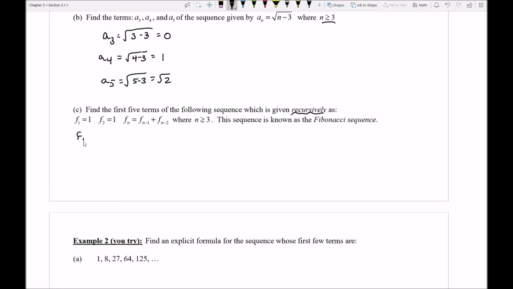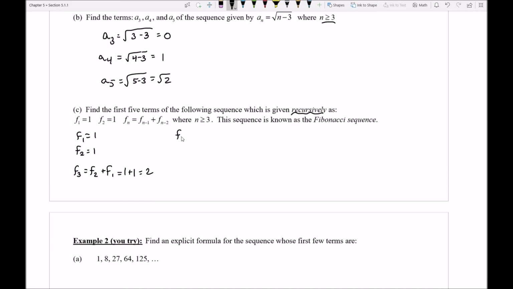So let's go ahead and write down what we have. F number 1 is 1, and f number 2 is 1. But to find f number 3, I have to use this formula. Notice if I replace all the n's with 3's, I'm going to get f number 2 plus f number 1. Ooh, I already have those values. That's 1 plus 1. So the third thing in my list here is a 2.